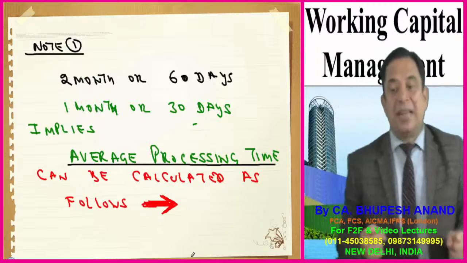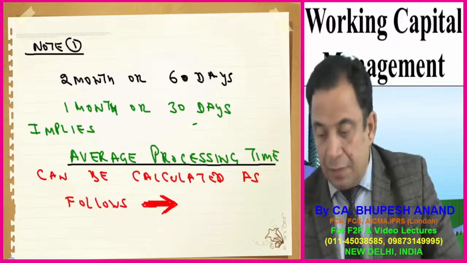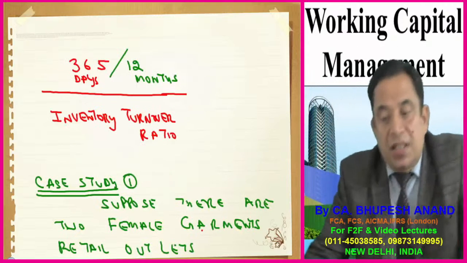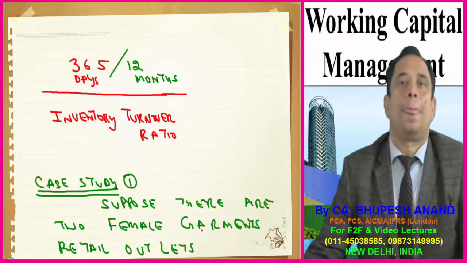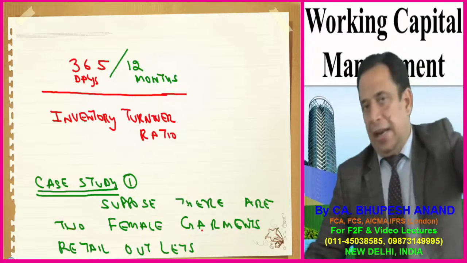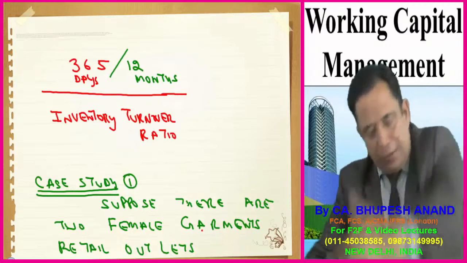Average processing time can be calculated as follows: 365 days / 12 months upon inventory turnover ratio. Or you can directly calculate with the help of cross multiplication. Also, there is no need to learn this formula. I have just prepared it for you.